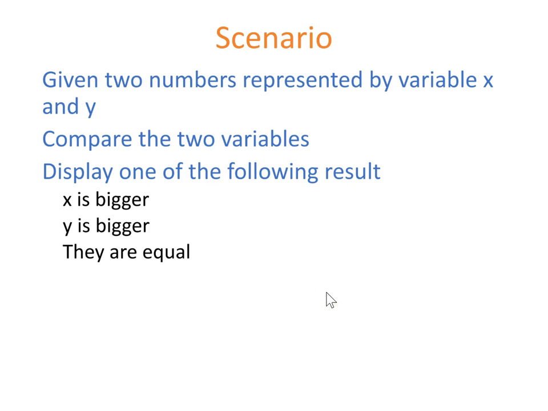You are given two numbers represented by variable x and y. Then you are supposed to compare the two variables and display one of the following results. Either x is bigger or y is bigger or they are equal. How do you work out this code? There are many ways to write the program. Let's start with comparing x more than y first.